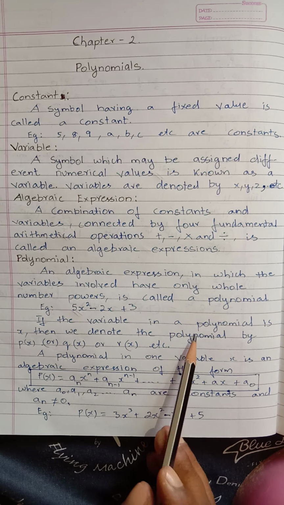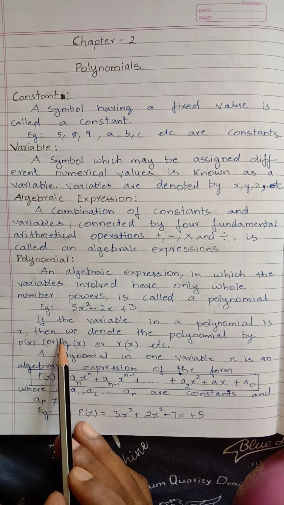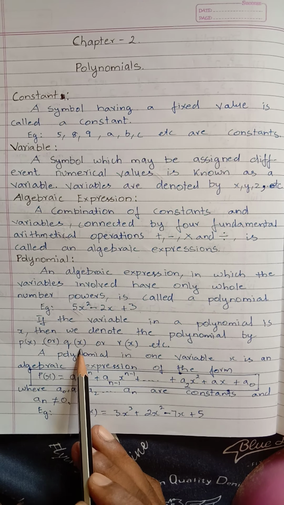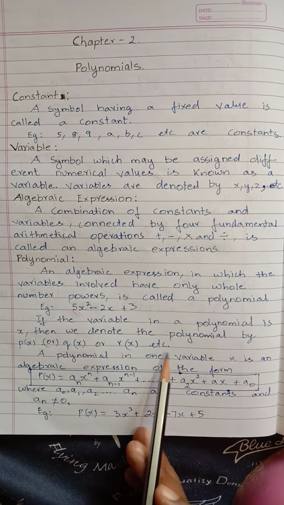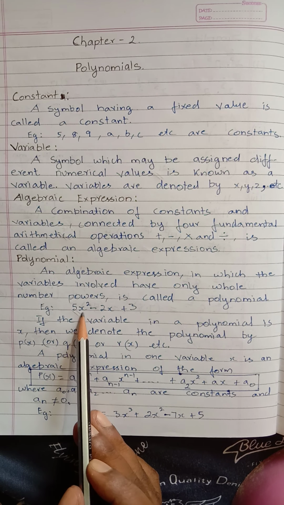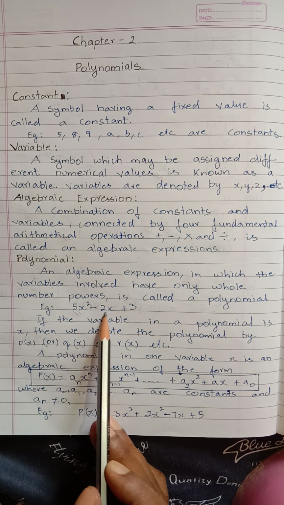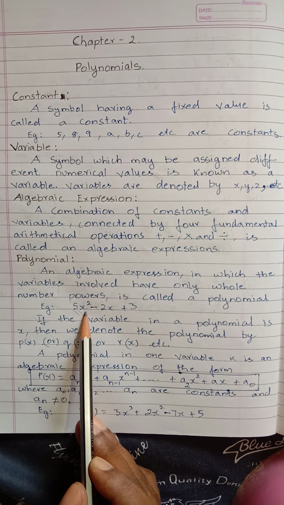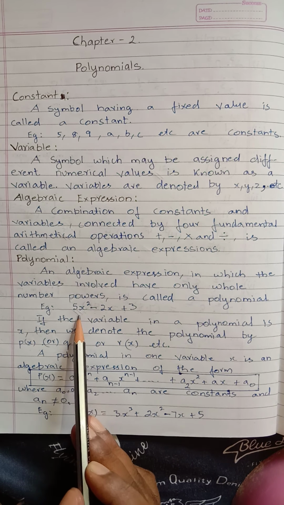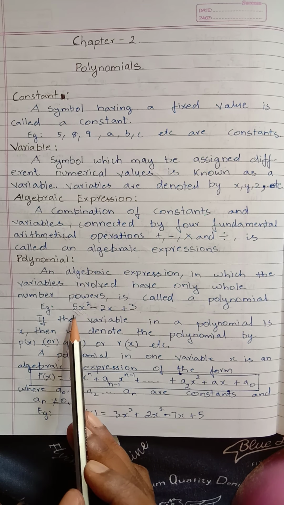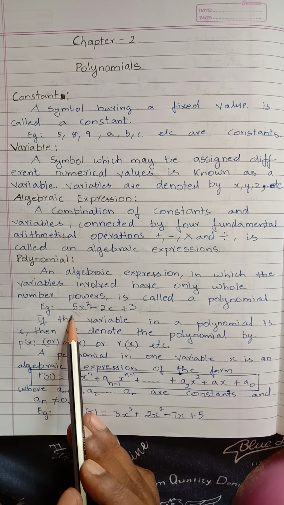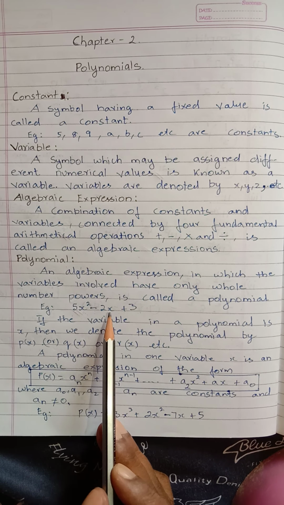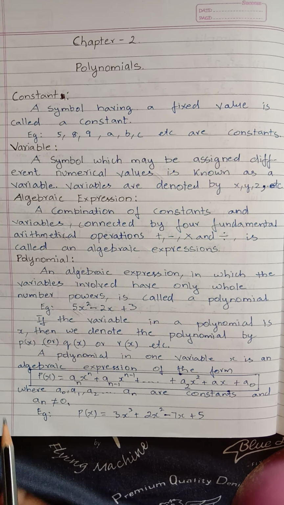If the variable in a polynomial is x, then we denote the polynomial by p of x or q of x or r of x. So for example, we have 5x squared minus 2x plus 3. If we want to denote this, we will just mention it as p of x, or q of x, or r of x, depending upon the variable.